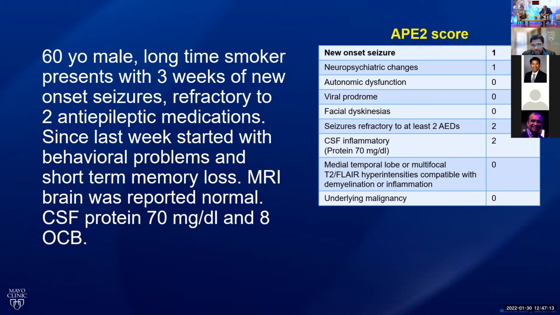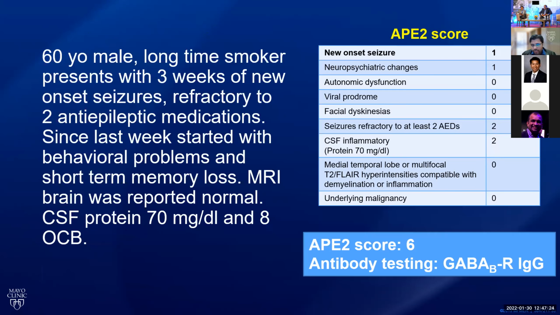If you apply this score, he gets a 1 for new onset seizures, 1 for neuropsychiatric changes, 2 for refractoriness to seizure medications, 2 for inflammatory CSF, with a total score of 6. Anything above 4, I would suggest sending a panel, because that's what was found in the study.